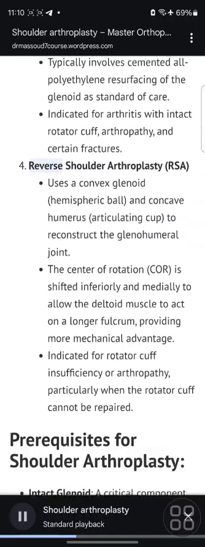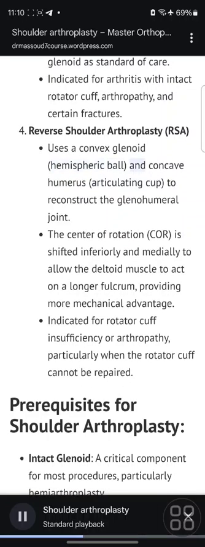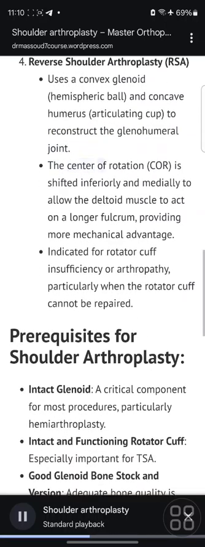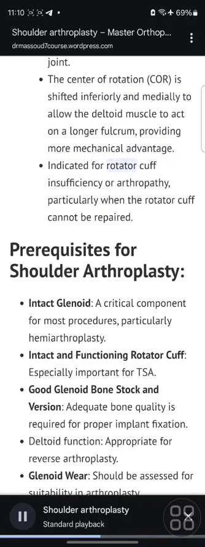And 4. Reverse shoulder arthroplasty, RSA. Uses a convex glenoid hemispheric ball and a concave humeral articulating cup to reconstruct the glenohumeral joint. The center of rotation, CORE, is shifted inferiorly and medially to allow the deltoid muscle to act on a longer fulcrum, providing more mechanical advantage. Indicated for rotator cuff insufficiency or arthropathy, particularly when the rotator cuff cannot be repaired.